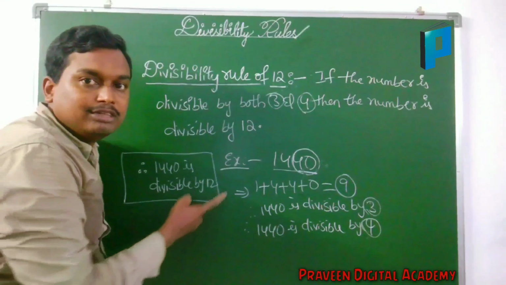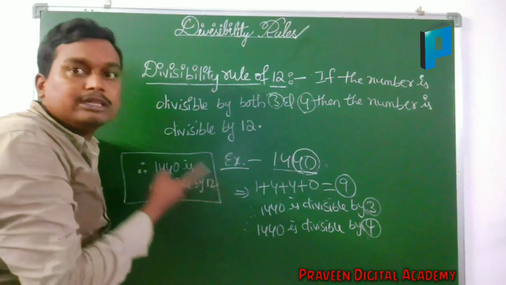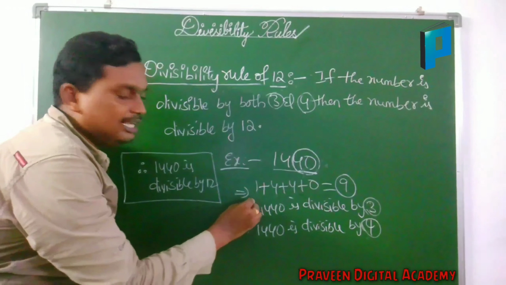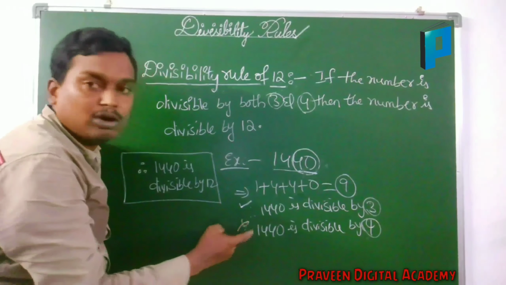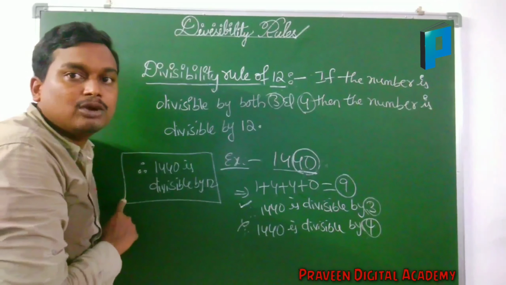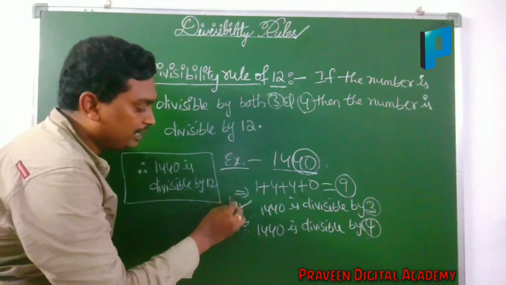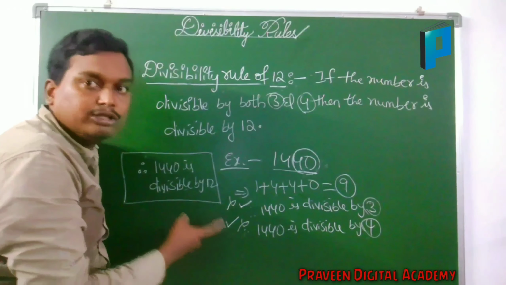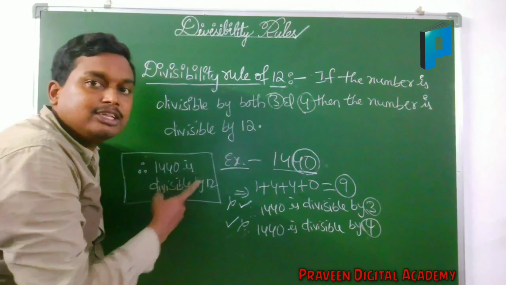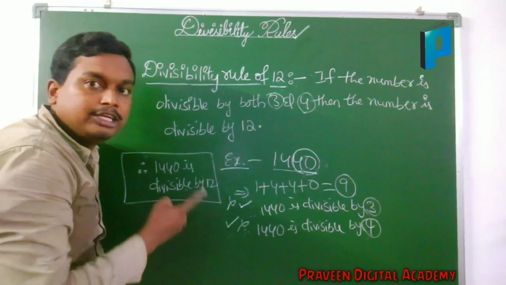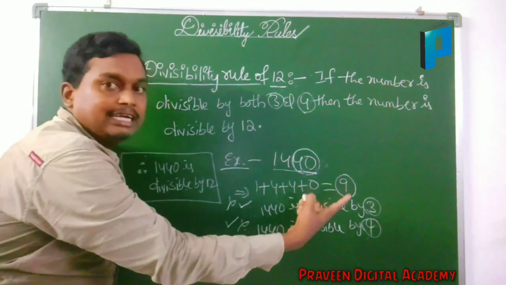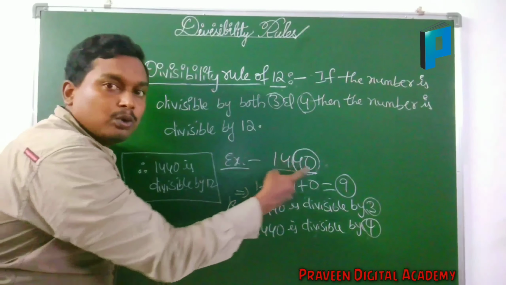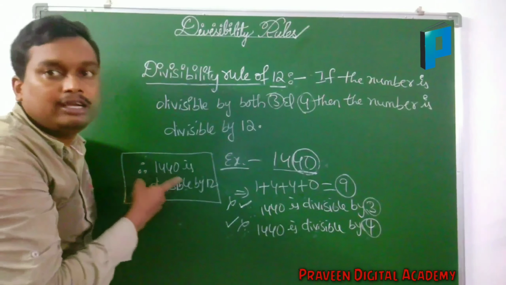If the number is divisible by both 3 and 4, then only it is divisible by 12. If it is divisible by 3 but not by 4, then the number is not divisible by 12. If it is not divisible by 3 but is divisible by 4, then also the total number is not divisible by 12. It should be divisible by 3 and it should be divisible by 4. Then only the total number is divisible by 12.